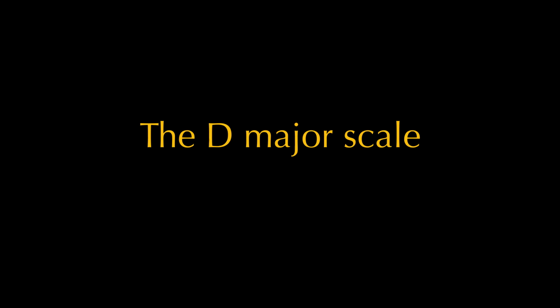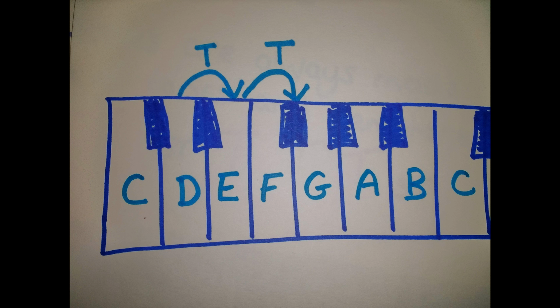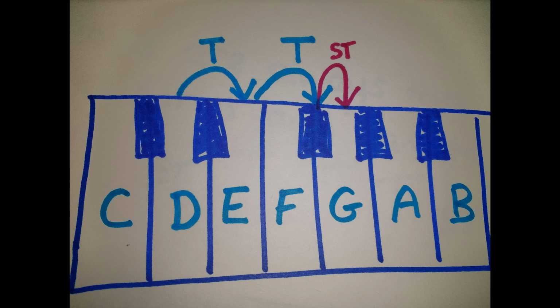But let's go on to look at some other keys. Let's do D major. The distance between D and E is a tone. So then from E, if we do another tone, that actually takes us to F sharp. And then the next thing we need to do for it to be a major scale is to put a semitone in. So the semitone takes us from F sharp to G.